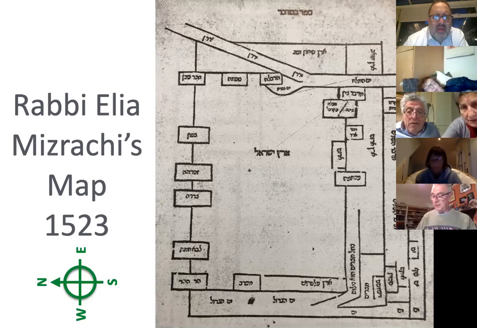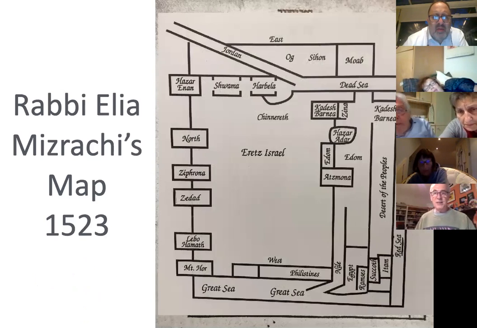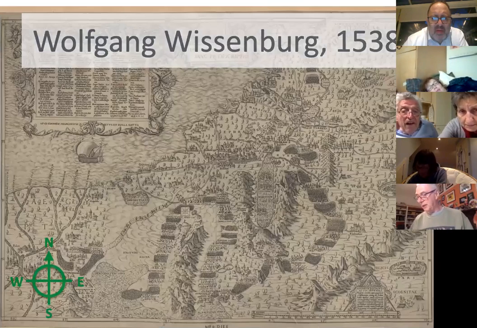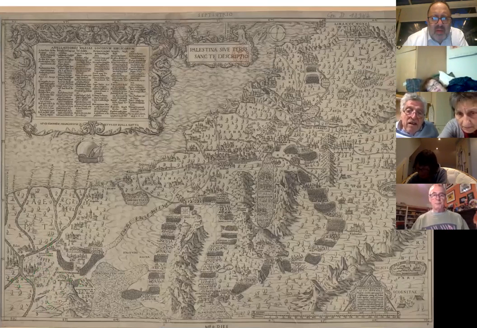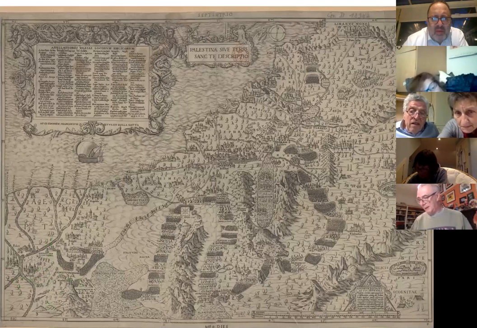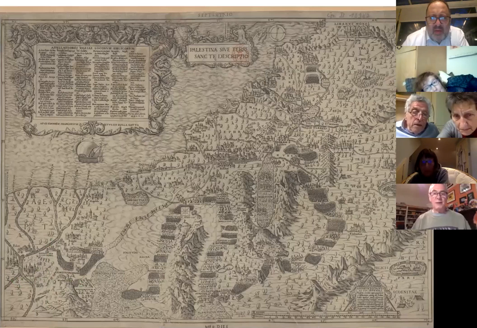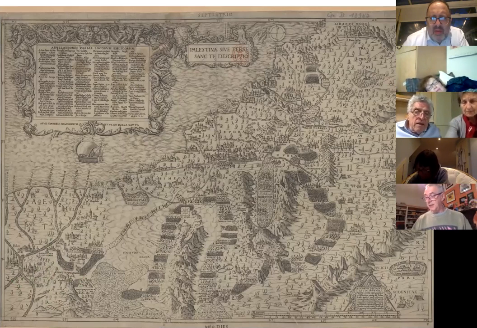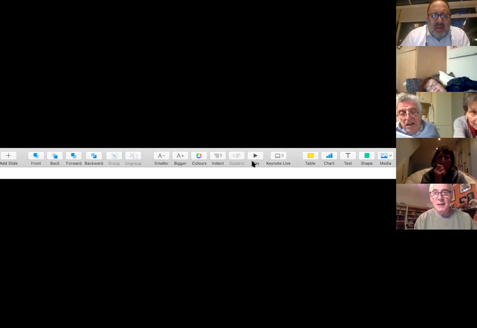And this is 1523. Meanwhile, in 1538, Wissenberg publishes this map of the Holy Land. Wow. Look at the detail. These are being published at the same time. And this is a German map maker. This is a wall map. So that's Wissenberg's map, which is incredible.